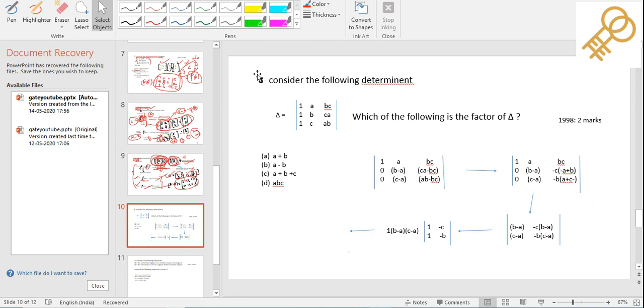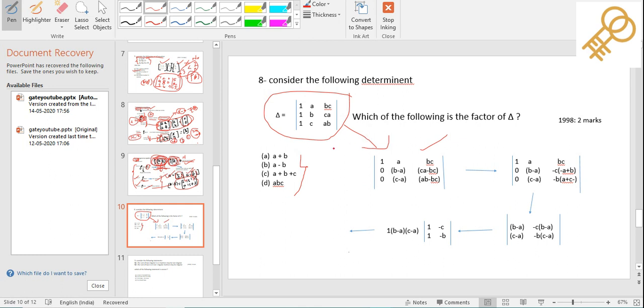Towards the next question, that is question number 8, it was asked in 1998 for 2 marks, and the question says that you have a determinant, right? And you have to find out from the given options which one is a factor of the given determinant. So this is all about the conversion from row to column, column to row, and one row to another row, and one column to another. This is your given matrix.